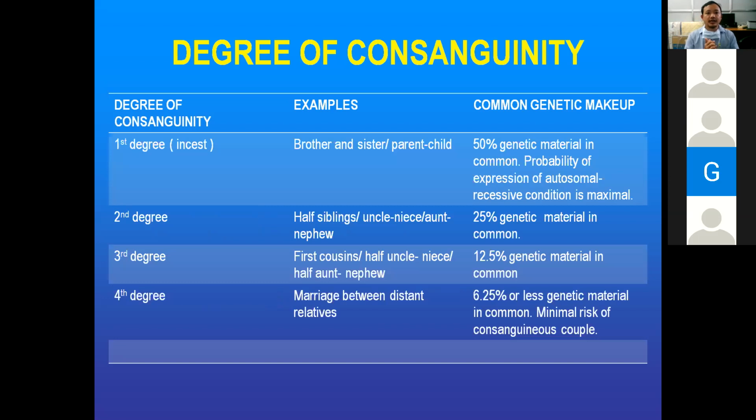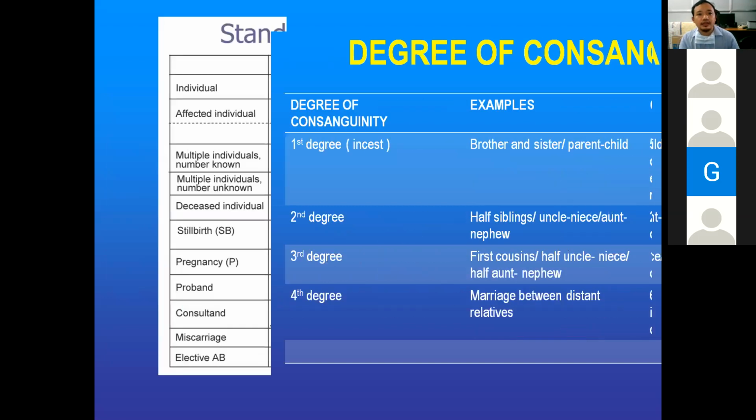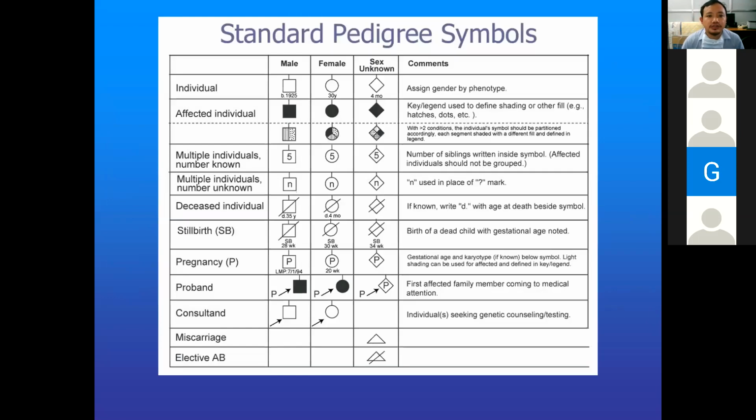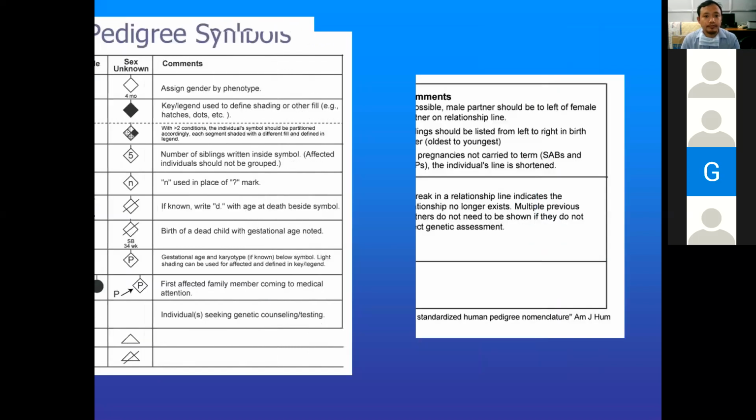So this is a chart of degree of consanguinity, the first degree, second degree, third degree, and fourth degree, with examples and common genetic makeup. So these are the standard pedigree symbols used for a pedigree chart. We have the individuals, and affected individuals we have to define by shading or some filling. And these are the pedigree relationship lines used in a pedigree chart.